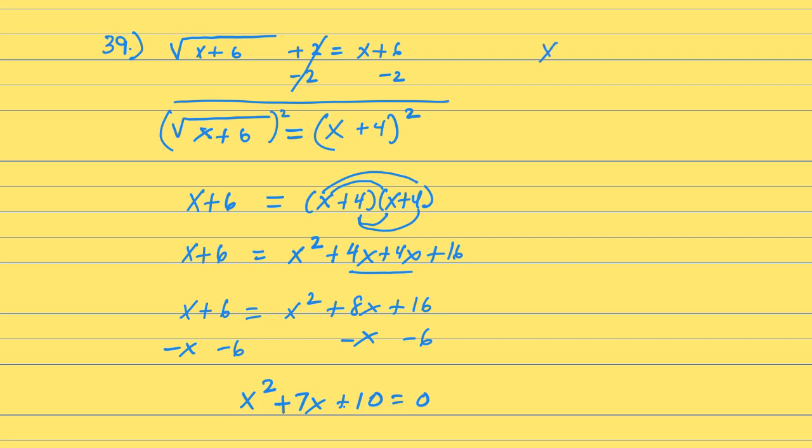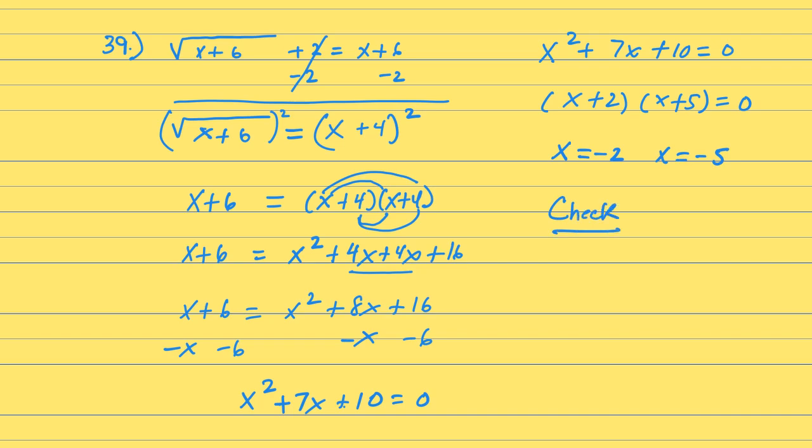So you have to find the factors of 10. And you notice that the factors of 10 that add up to be 7 are going to be x plus 2 and x plus 5 equals 0, right? That's 0. So we have x equals negative 2 and x equals negative 5. And now our last step is to check.